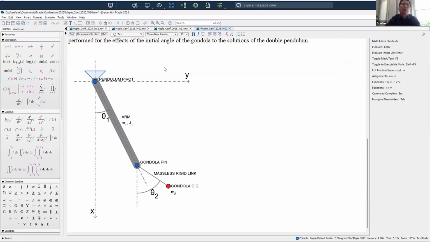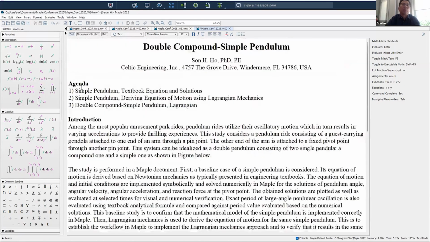So I will have 3 parts. One is I look at a simple pendulum and establish how I solve it, and use Maple to implement the solution and check a few things. And then the second step is to solve the same problem but derive the equation of motion using Lagrangian. And the third is looking into a double pendulum.